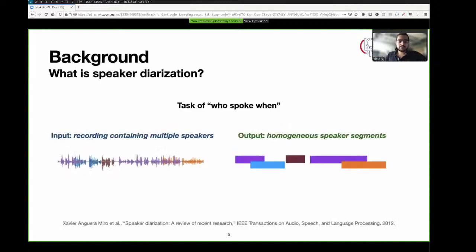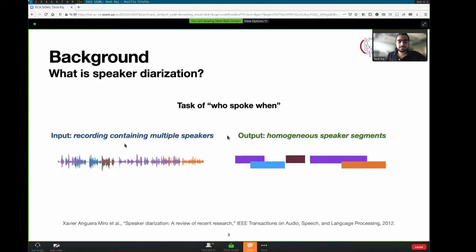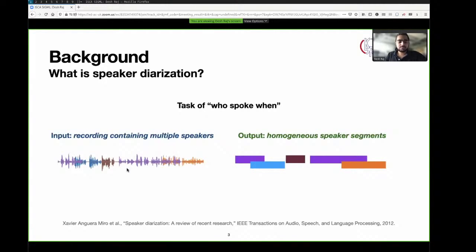To begin with, what exactly is speaker diarization? It is the task defined as who spoke when. So in this case, you are given a recording which may contain multiple speakers, and you do not usually know how many speakers the recording has. And there may be overlaps and such present in the recording. The recording itself may be arbitrarily long.